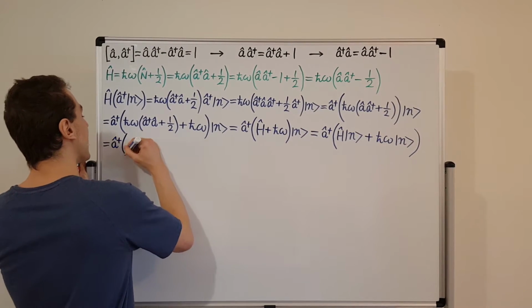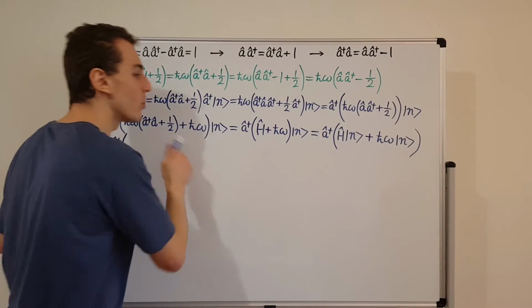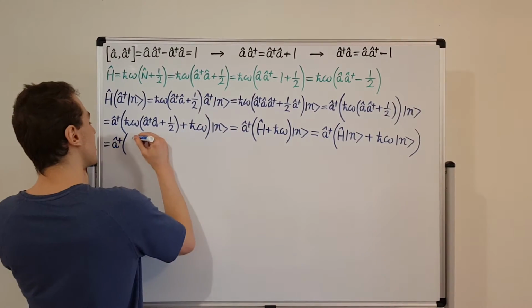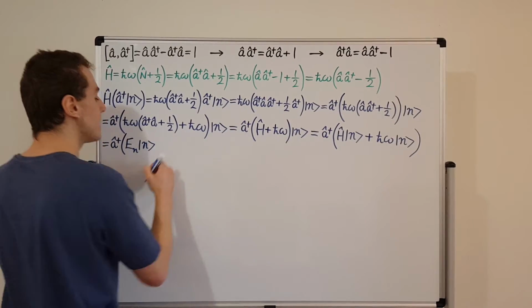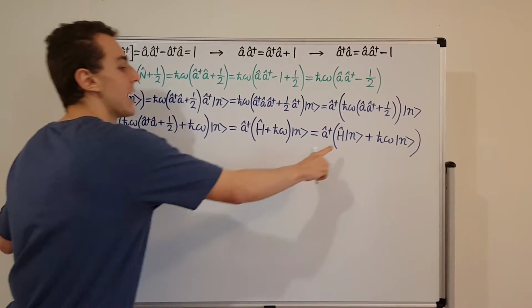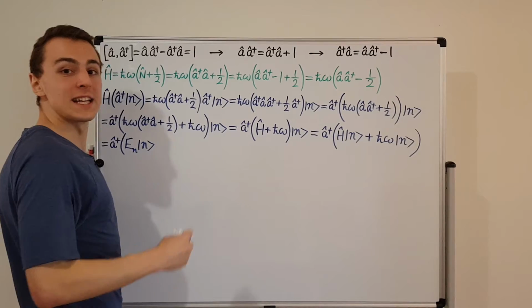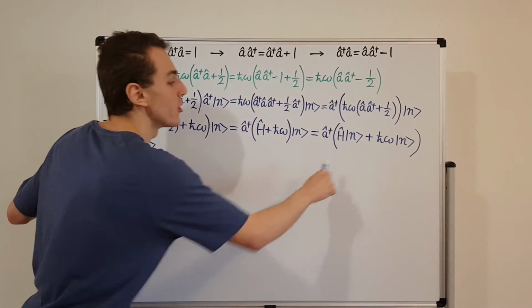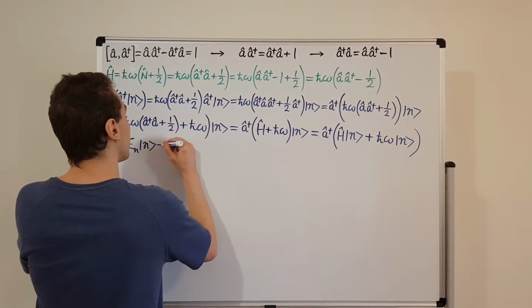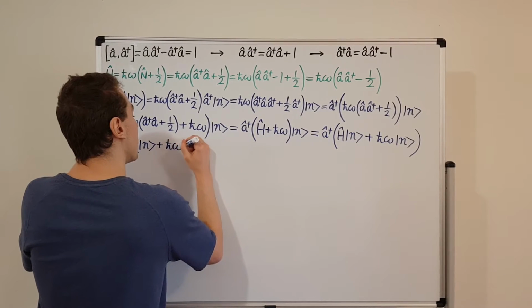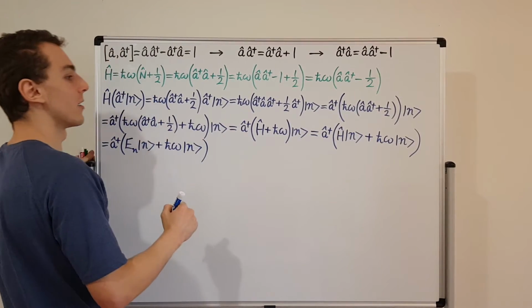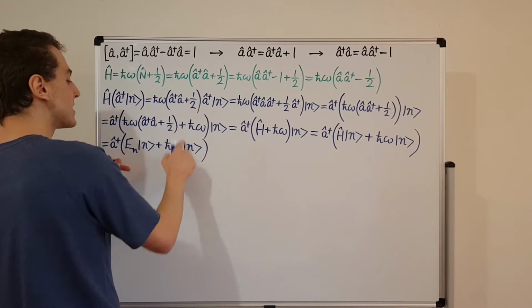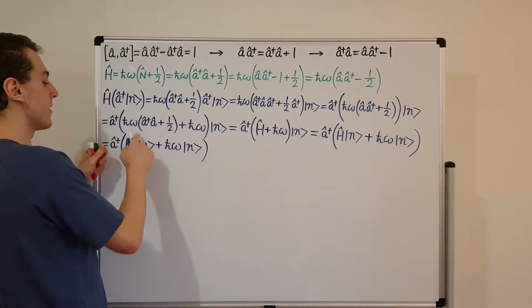A dagger is still outside. It's wanting to get some attention, and it will in a moment. This is going to turn into E sub n acting on the eigenstate, right? That's from the eigenvalue equation for the Hamiltonian operator, which is also known as the time-independent Schrödinger equation. And then we have h bar omega also acting on n. I'll close the brackets over here. So that's h bar omega. This is a numerical constant.